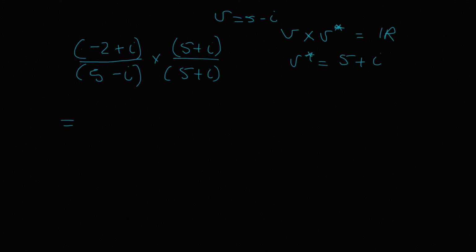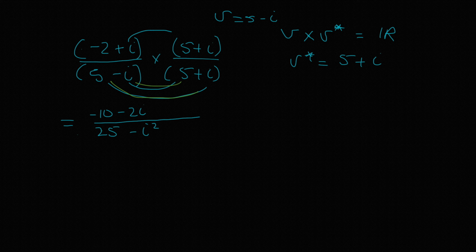At the bottom, remember the imaginary part will always fall away: minus 5i plus 5i will always result in 0. So we only need to multiply 5 times 5, which is 25, and minus i times i, which is minus i squared. The top part we have to multiply out, which gives minus 10, minus 2i, plus 5i, and plus i squared. And remember what happens with the i squared: it is minus 1.